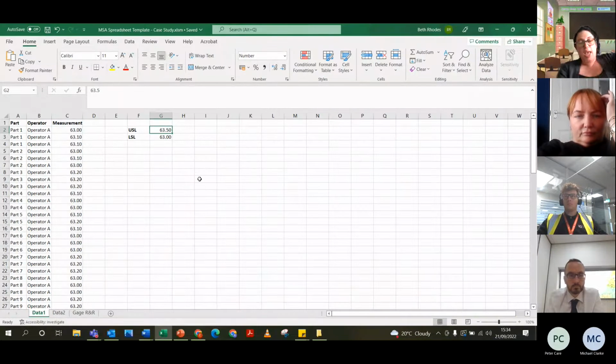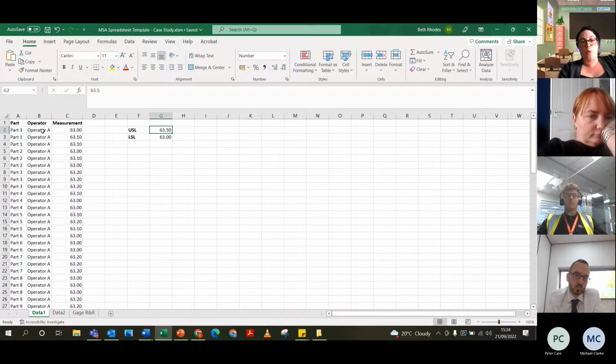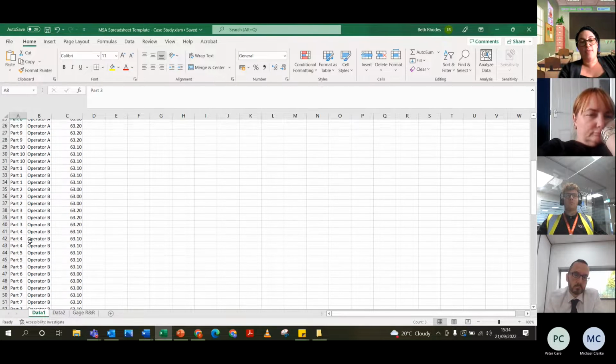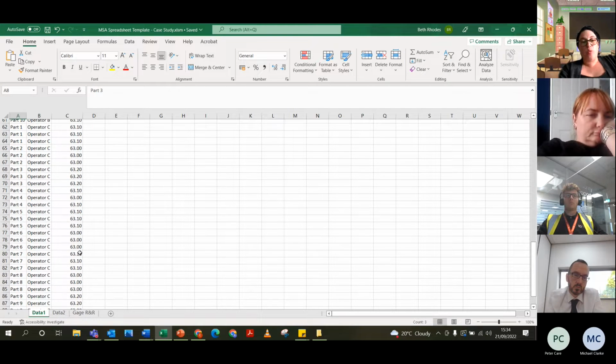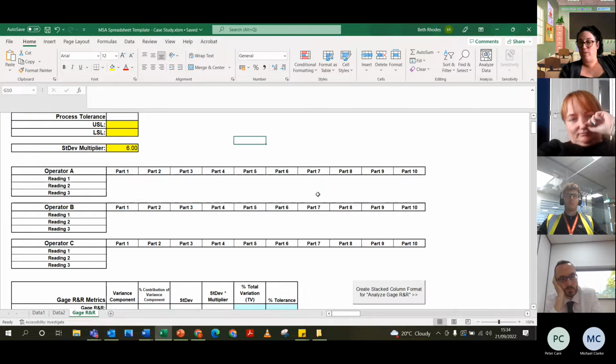So there we go. As you saw in the video, this is how we were recording the data. You can see there's operator A here. Operator A went round and measured part 1 three times, part 2 three times, part 3 three times, all the way. Then we've got operator B, and then operator C. Now, our gauge R&R template, which will be provided for everybody, as you can see, is not laid out the same way as the data.